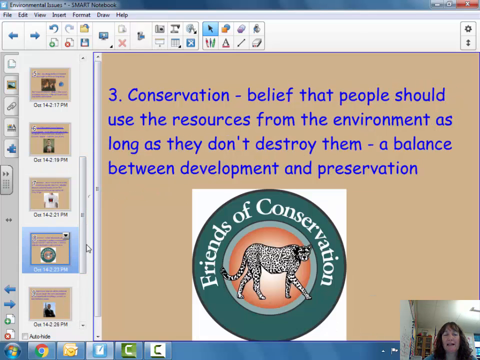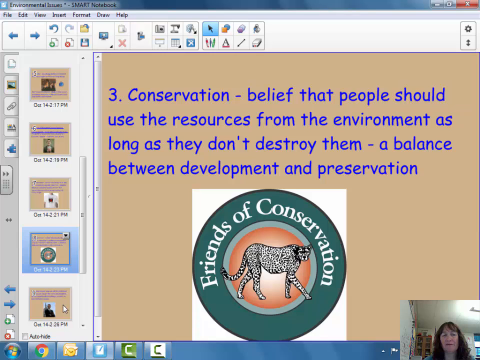The third one is kind of in the middle of those two. It's called the conservation viewpoint, and this is probably where most people fall. It's the belief that people should use the resources from the environment as long as they don't destroy them. And it's kind of a balance between the development and preservation viewpoints.